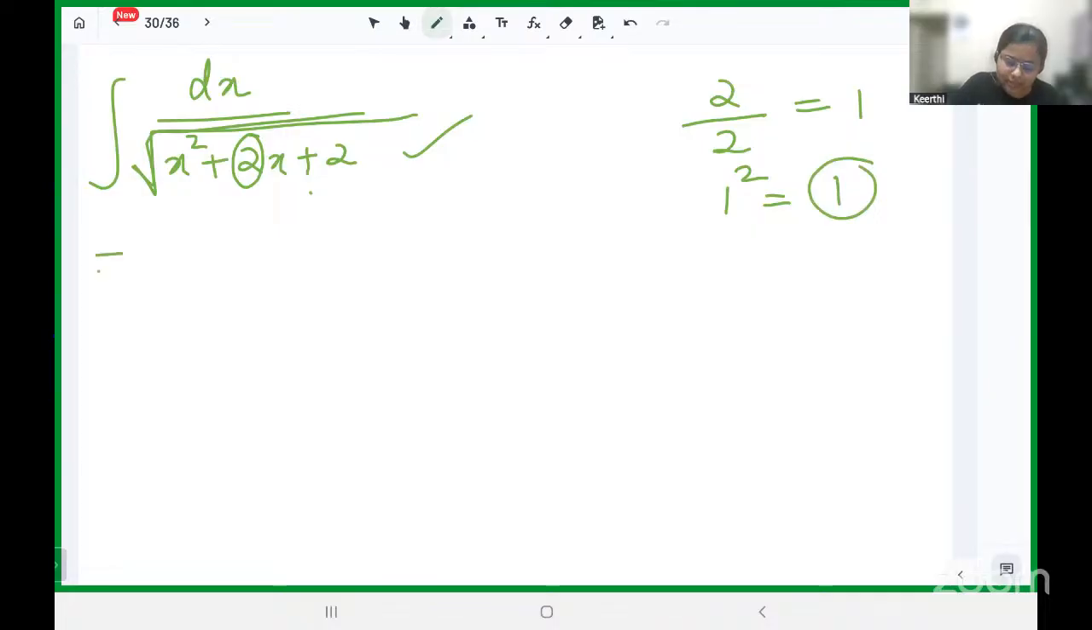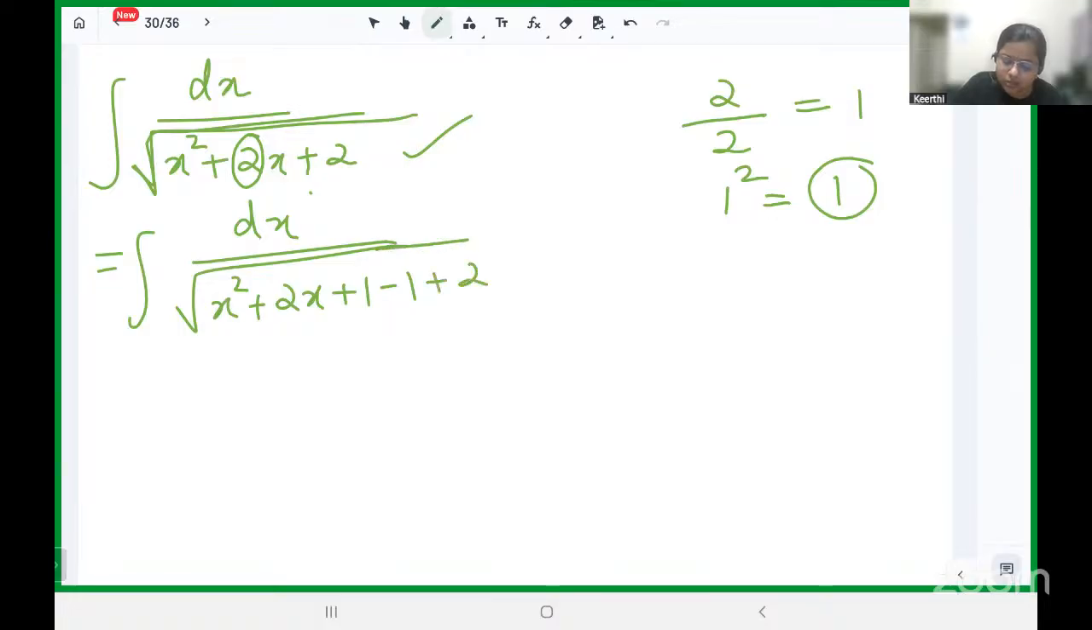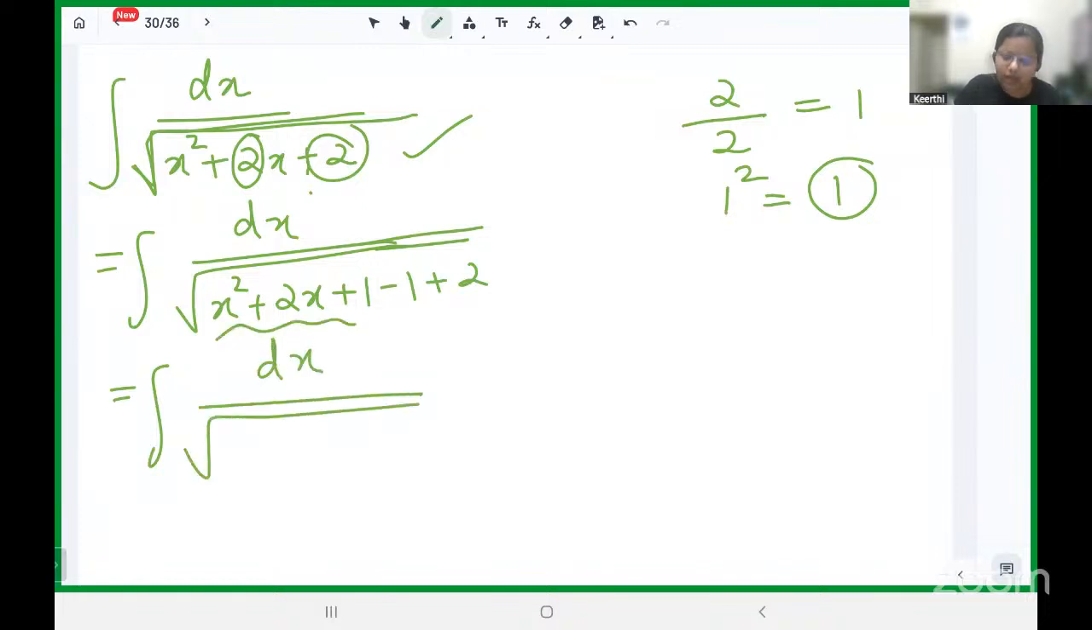So you can change this one into integral dx by root of x square plus 2x. You add 1. First you add 1, then you subtract 1. Then you should not forget this 2 also, then plus 2. Okay, so this will become integral dx by root of, this is like a perfect square, right? So take the root of x, then put the second sign here, then take the root of 1. So it is x plus 1 the whole square.